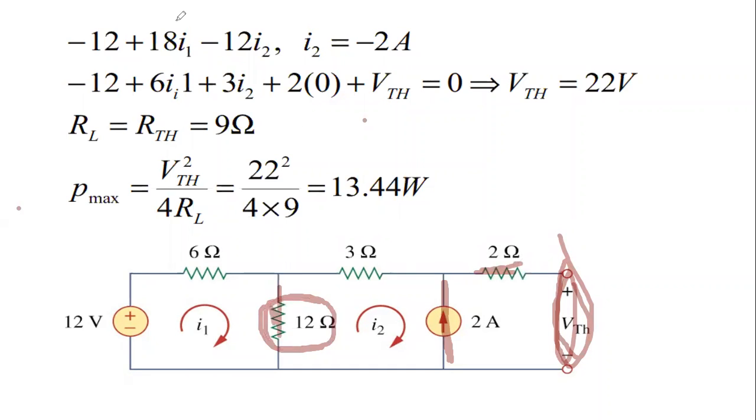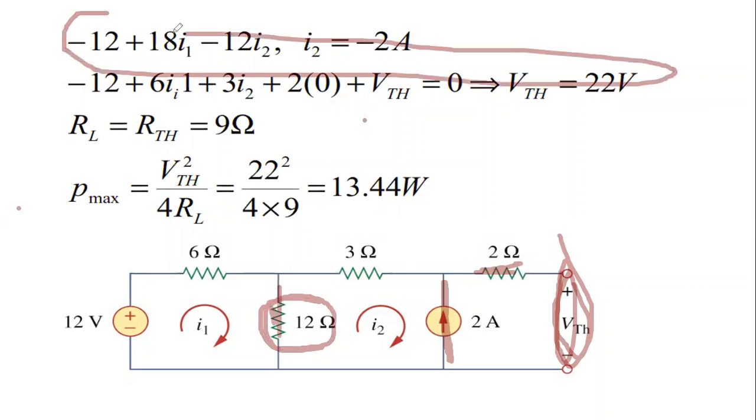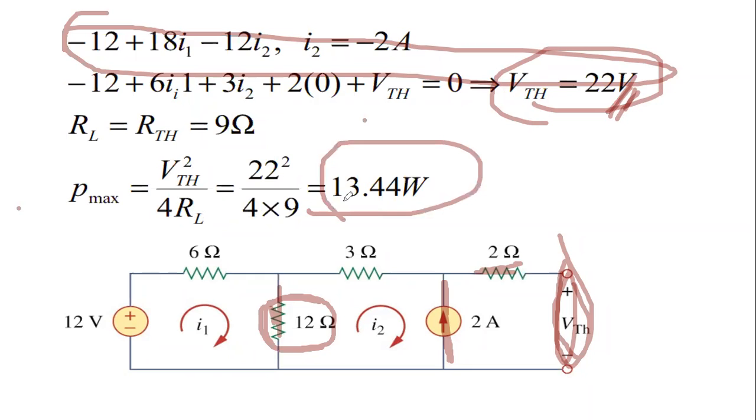Here we have found it with the help of these equations. From these equations, we are getting VTH as 22 volts. So it is just use of Thevenin theorem. Once we have 22 volt as VTH, maximum power will be VTH square by 4 RTH. This is the maximum power which the load can get, and the load value will be, what is RL? RL will be equal to RTH for maximum power, that is 9 ohm. So if RL is 9 ohm, then maximum power will be transferred.